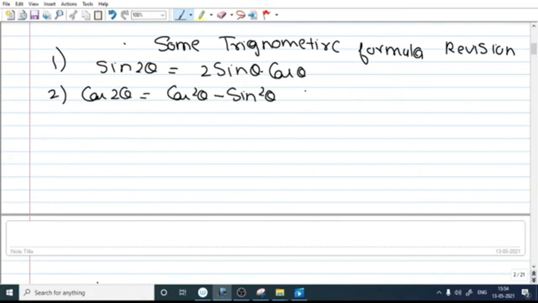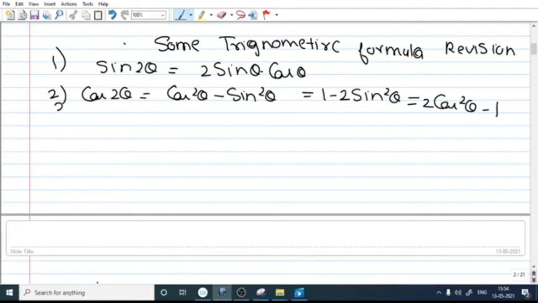You know that cos 2θ can also be written as 1 minus 2 sin²θ, and it can also be written as 2 cos²θ minus 1. So all three forms can be used.